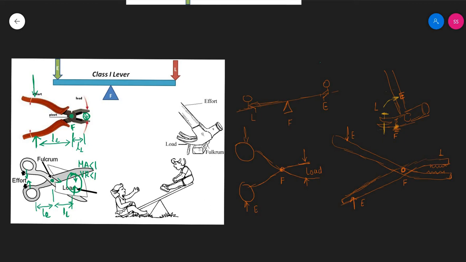In the case of a hammer, where you're trying to remove a nail, this is your load, your fulcrum is at this point, and you're applying an effort in this direction. So the net effort would be somewhere over here. This is also an example of a class 1 lever, and so is a classic seesaw. You must be able to remember these examples and also be able to draw them. So take a pause and try to draw these examples in your notebook by yourself.